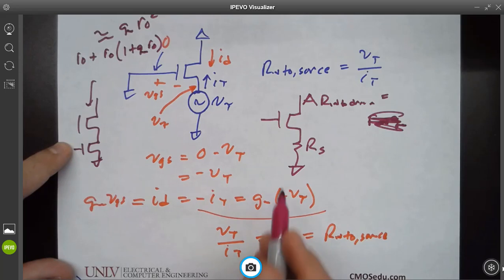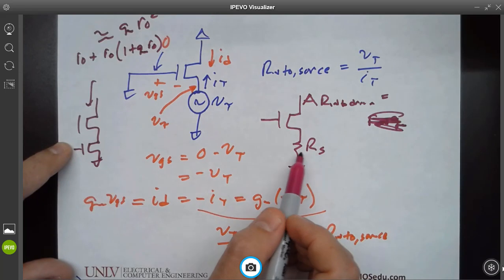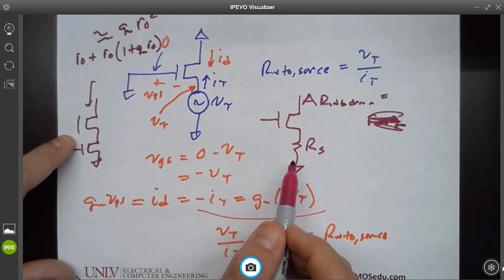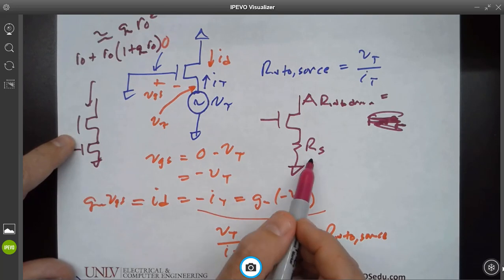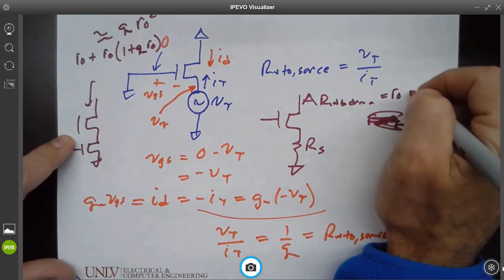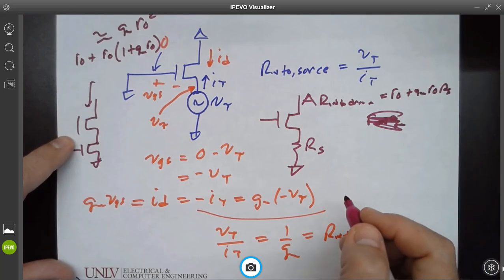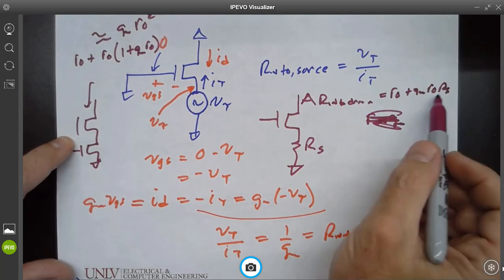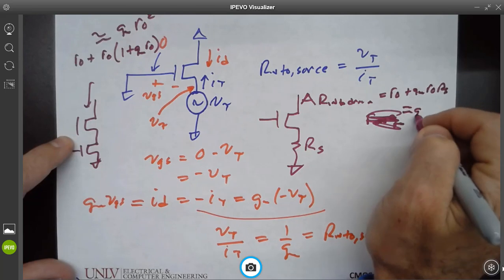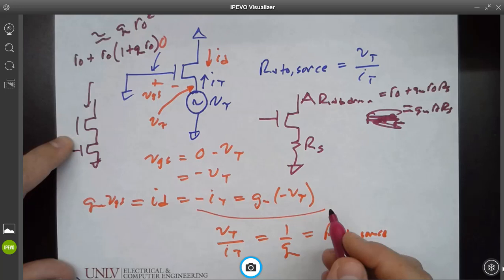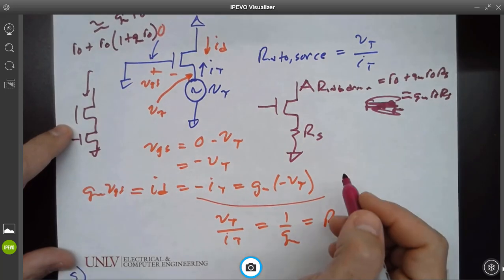Okay, so if I have a resistance here, and I ask what's the resistance looking in there, what is it approximately? R out plus R out times 1 plus gm R out RS, right? And if RS is big, then this can be approximately gm R out RS, or gm R out squared if RS equals R out. Any questions on that?